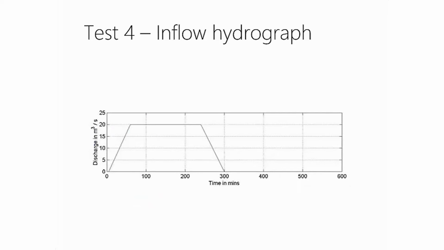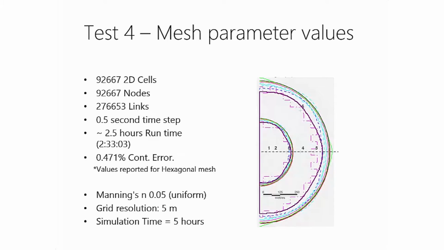And this is what the inflow hydrograph looked like. And this was a fairly large model, almost 100,000 cells. Now you wouldn't want to go any further than that, as you may experience memory problems or long computational run times. The Manning's roughness value we used was 0.05. We had a grid resolution of 5 meters and a simulation time of 5 hours.